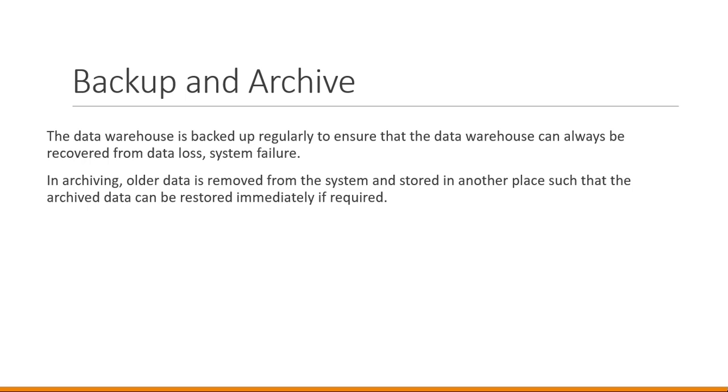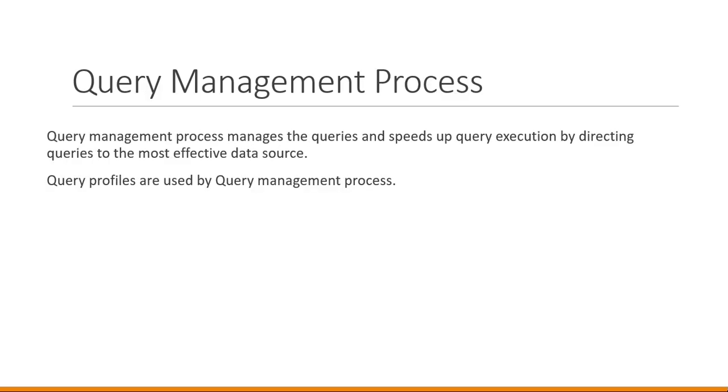Archiving of data is also necessary. Old data is removed from the system and stored in another place so that the archived data can be restored immediately whenever it is required. So we have to know which data are not in use. Those data which are not in use will be archived so that they can be restored whenever we need them.